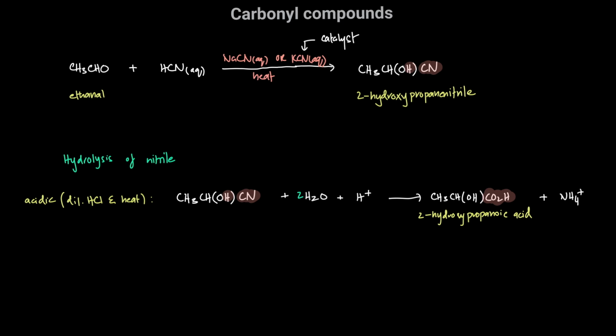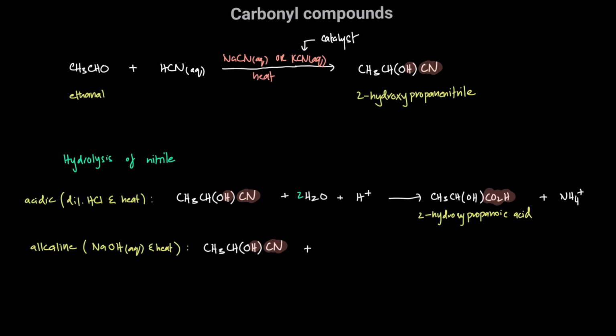We can also have alkaline hydrolysis, where we can use aqueous NaOH or aqueous KOH. We can use aqueous sodium hydroxide and we heat. In this case, instead of making a carboxylic acid, we end up making the salt of the carboxylic acid.